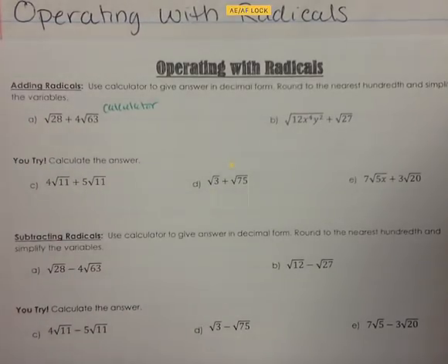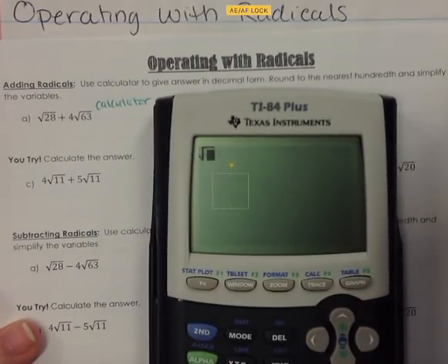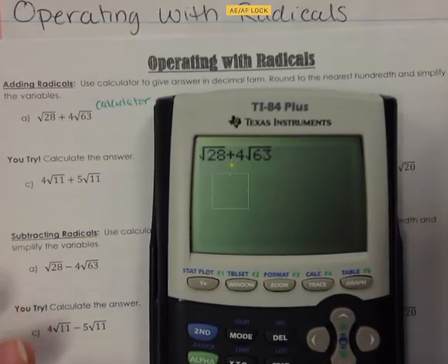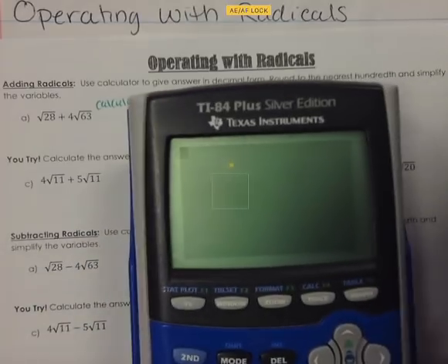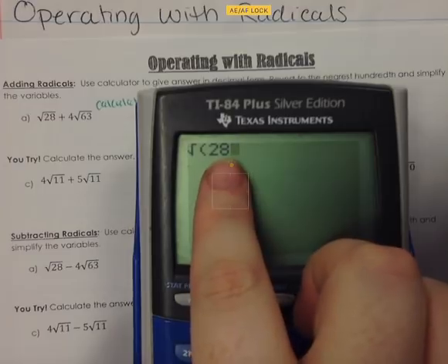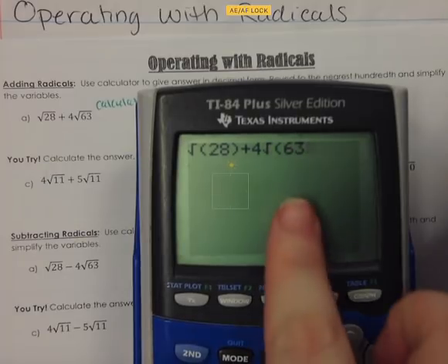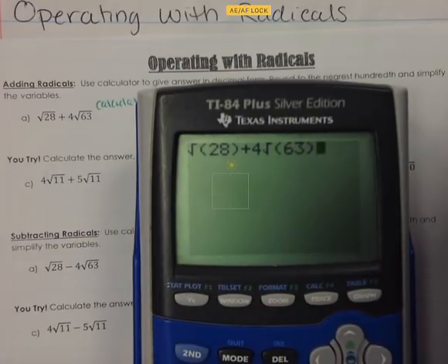So we're going to take our calculator. We're going to type in the square root of 28. We have to make sure we get out of that first radical, plus 4 square root of 63. And again, we're going to make sure we get out of that radical. Now, if you have a slightly older calculator, you're going to have the square root of 28, and to get out of that radical, you have to close that parentheses, then plus 4 square root of 63. And again, you're going to have to close that parentheses to get out of that radical.